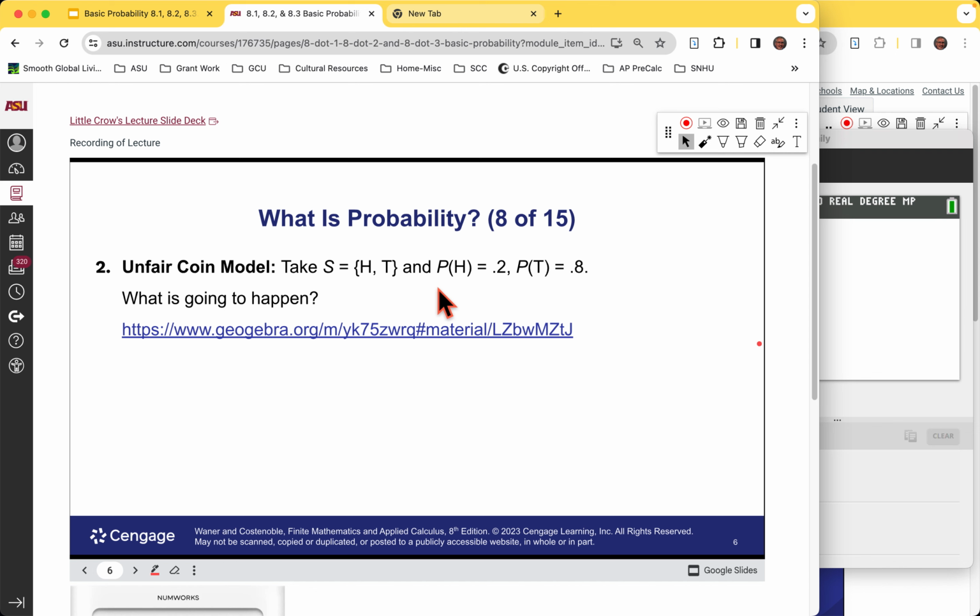So how about if we had an unfair coin where there was only a 20% chance of getting a heads, an 80% chance of getting a tails? What would you think would happen? What would you expect if we flipped it 10 times? How many heads would we get out of 10 flips? 20% of 10, 2 times, right? So that's what we expect to happen, but it could be different. So we're going to click here. Oh, I think I have to turn that off.